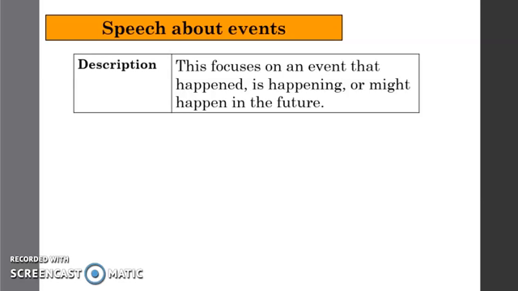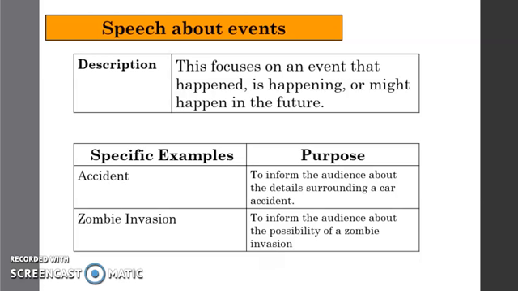Okay. Proceeding to the next type, we have the speech about events. This focuses on an event that happened, is happening, or might happen in the future. Say, for example, an accident. An accident is an example of an event, right? Now, your purpose in writing this one could be to inform the audience about the details surrounding a car accident. Another example, zombie invasion. Your purpose could be to inform the audience about the possibility of a zombie invasion.